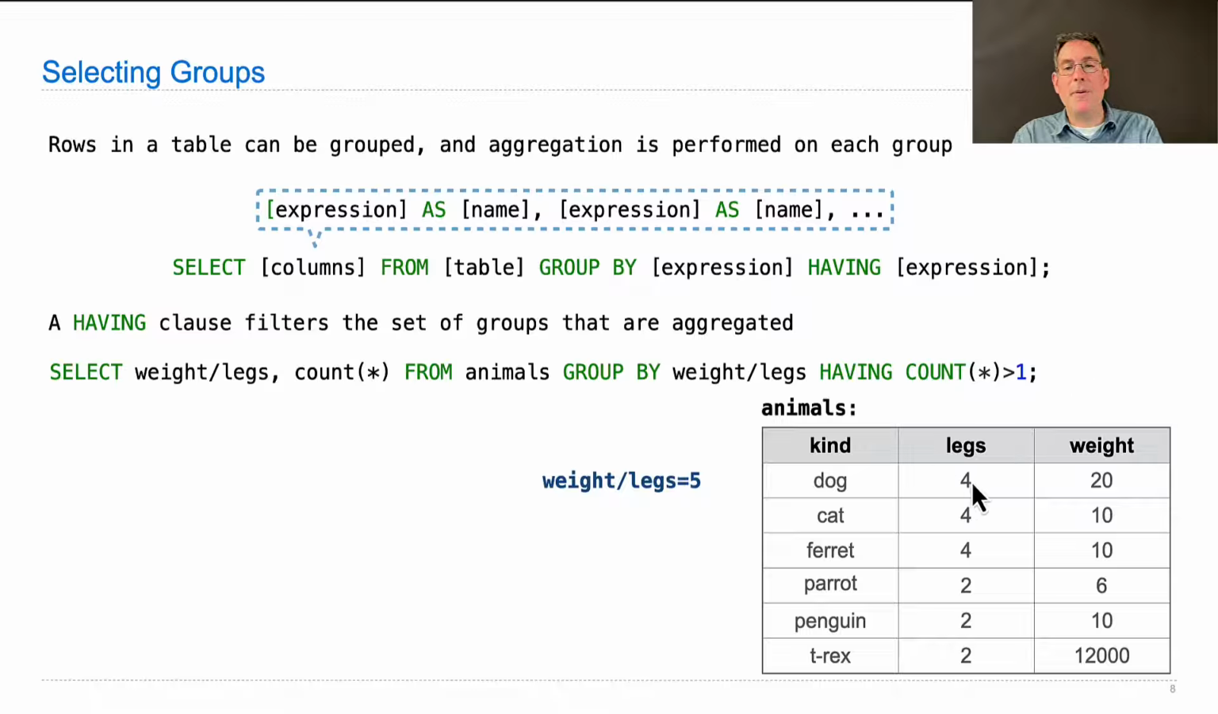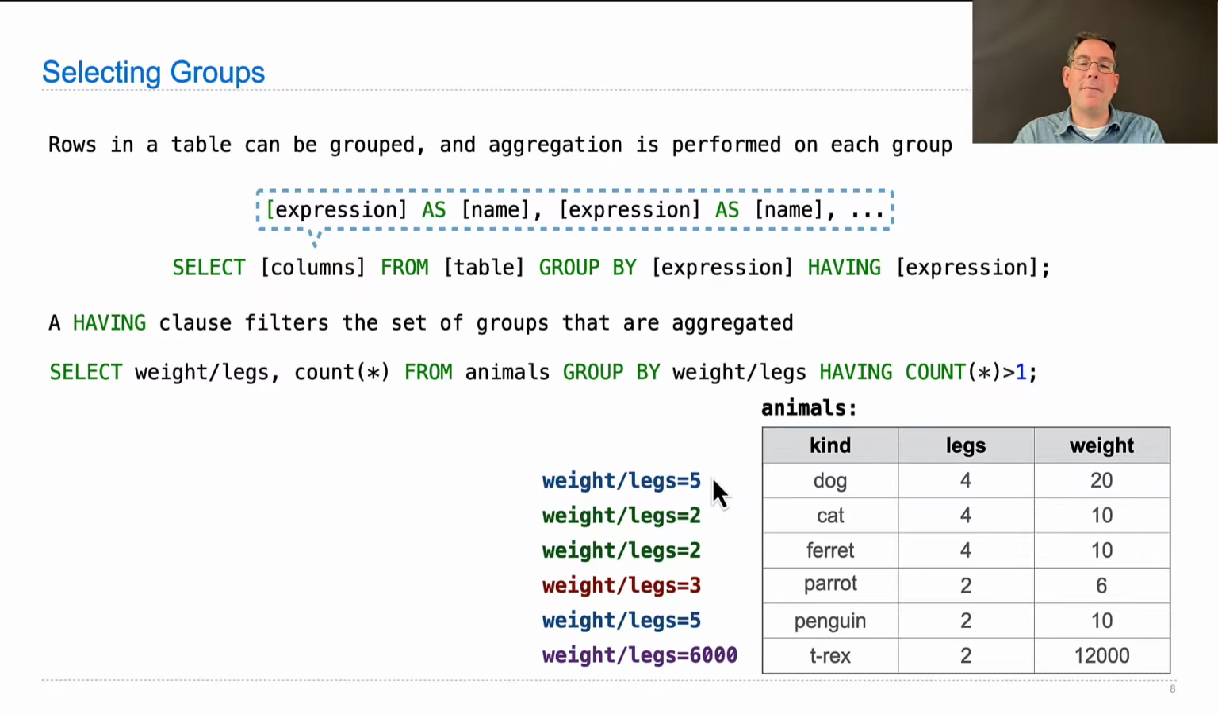So here we compute weight divided by legs and we get 5. For this one, 2. For this one, 2. For this one, 3. For this one, 5. For this one, 6,000. Now, some of these values are repeated. There's 2 2s and there's 2 5s.